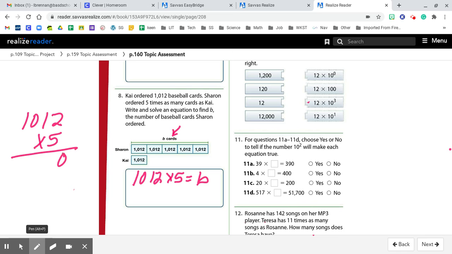5 times 2 is 10. Carry the 1. 5 times 1 is 5, plus 1 is 6. 5 times 0 is 0. 5 times 1 is 5. So B equals 5,060.